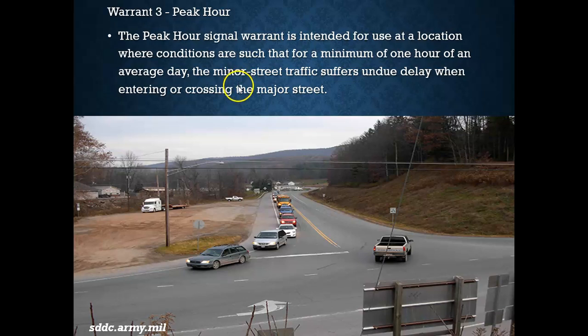The third one is what we call the peak hour. And what do we mean when we say the peak hour? The peak hour signal warrant is intended for use at a location where conditions are such that for a minimum of 1 hour of an average day, the minor street traffic suffers undue delay when entering or crossing the major road. What we're trying to say is that warrant 3 helps us to look into locations that have a particular peak hour.